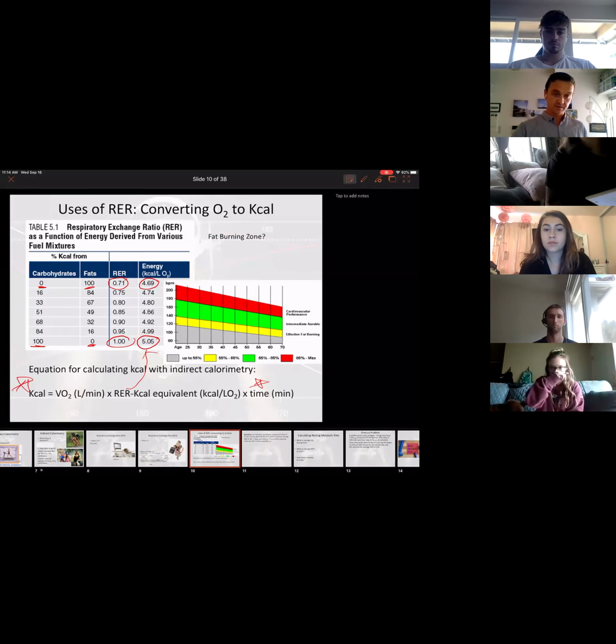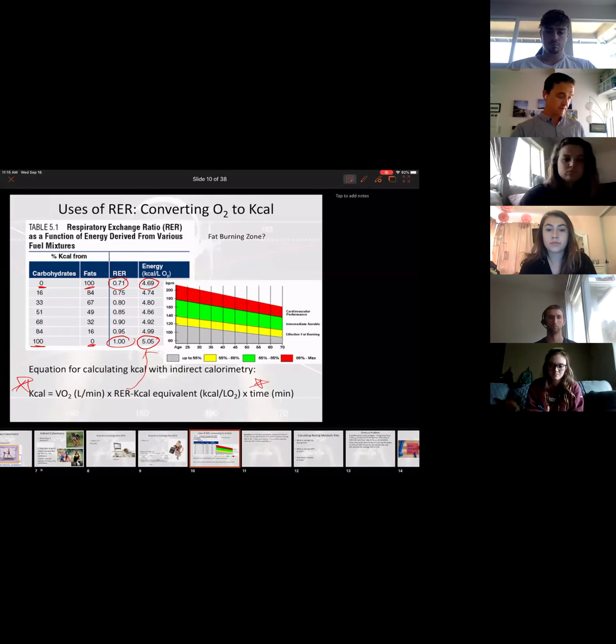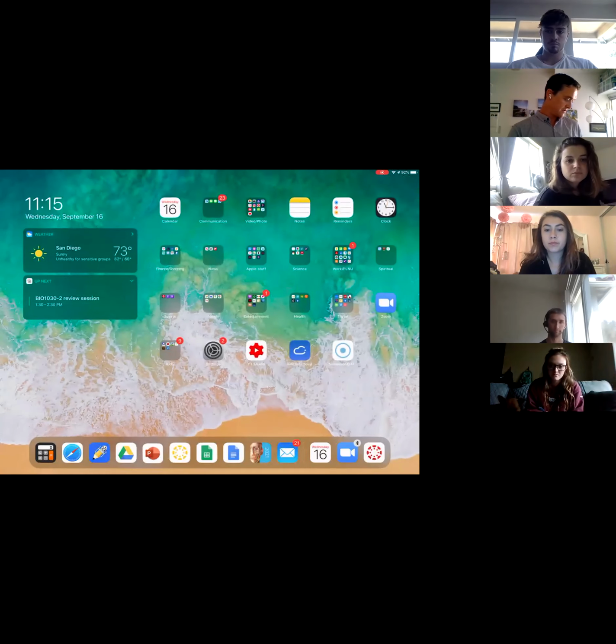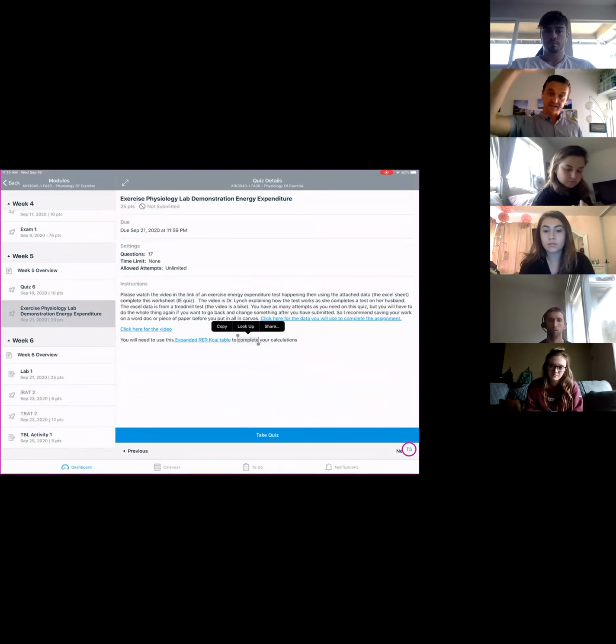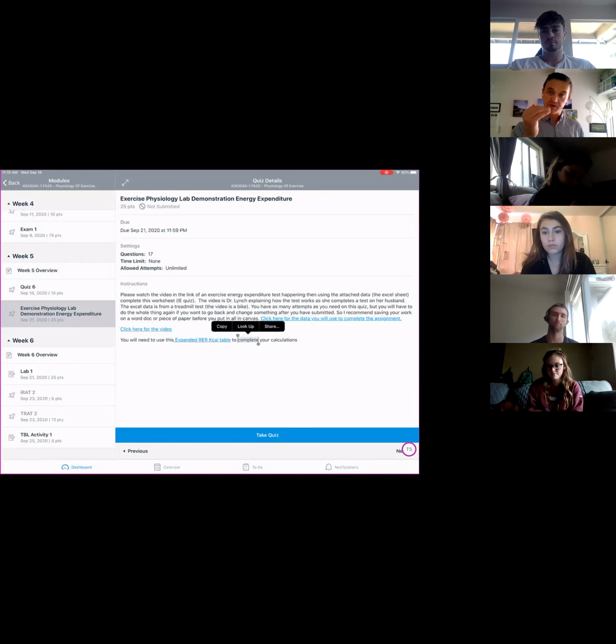Let me just close the loop on something real quick that I was just showing you on that Canvas page. When you see that expanded RER kcal table, right next to where I just put that, it's a similar table that shows you how many calories per liter of O2, but it has everything all the way from 0.7 to 0.71 to 0.72, 0.73, 0.74, all the way up to 1.5 or something, okay? So that's the one you're going to want to use for that lab, okay?